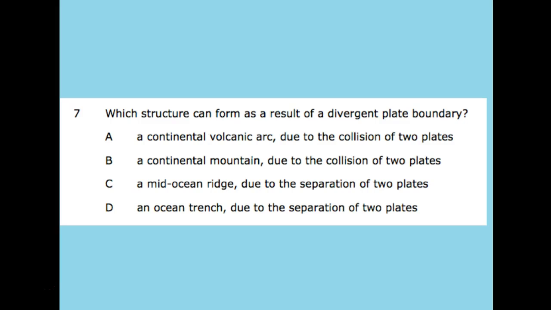So which structure can form as a result of a divergent plate boundary? We just talked about that. The plate boundaries are pulling apart. The biggest example of a divergent plate boundary is the mid-ocean ridge, seafloor spreading, new ocean floor being formed. So your answer: mid-ocean ridge.